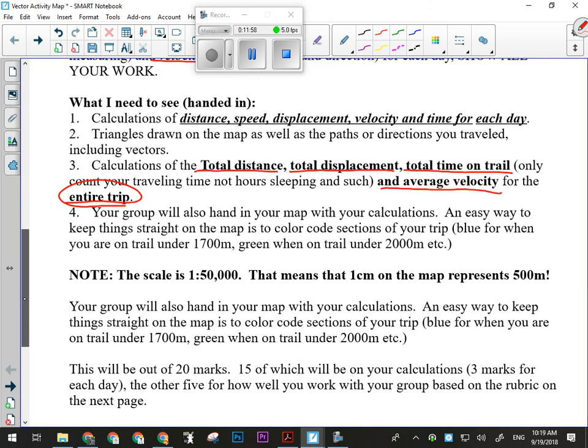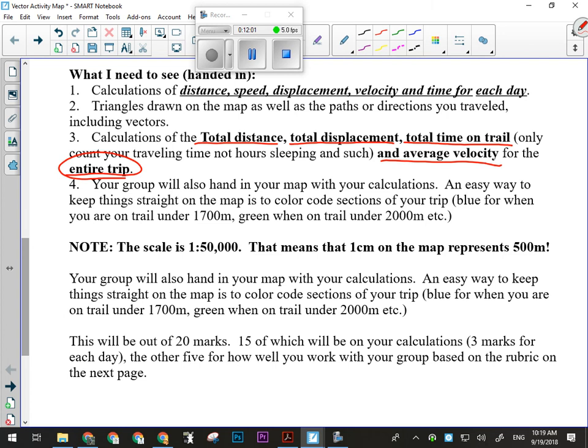Now, an important thing in terms of scale, because you need actual measurements. I don't want this in centimeters. The scale of the map is 1 to 50,000. That means 1 centimeter on the map is 500 meters in reality. So all of your calculations should be in meters, okay, not in centimeters. So you measure it, okay, if it's 5 centimeters, then it's 2.5 kilometers. All right, well, 2,500 meters, because we're gonna have this in meters and seconds. Okay, so I'm gonna want everything in meters and seconds, times in seconds, all that kind of stuff.